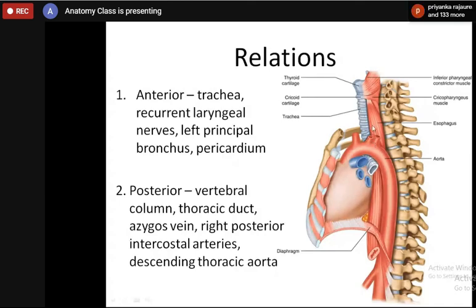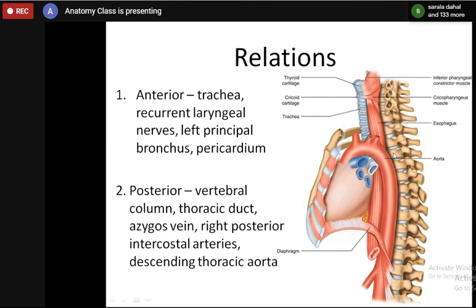Okay, as we have mentioned, initially esophagus begins at the midline of the neck, and as it descends downward, it slightly moves to the left side of the body. So firstly it is related anteriorly with the trachea, then there comes the recurrent laryngeal nerve, and then left principal bronchus, and finally the pericardium of the heart. Okay, so these are the anterior relation of the thoracic part of esophagus.